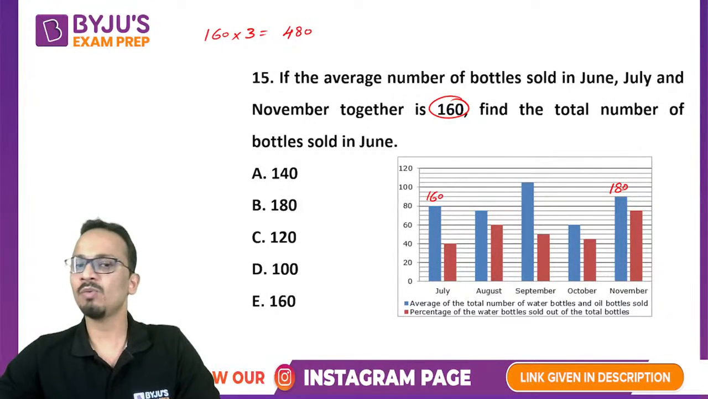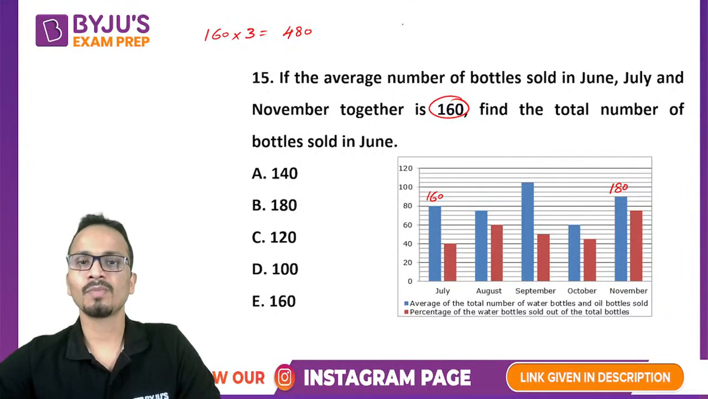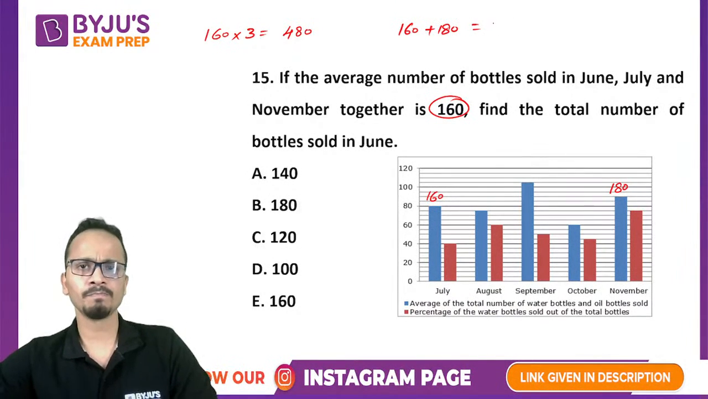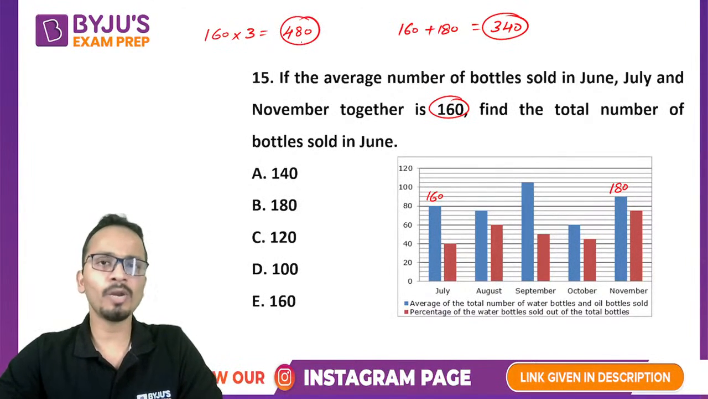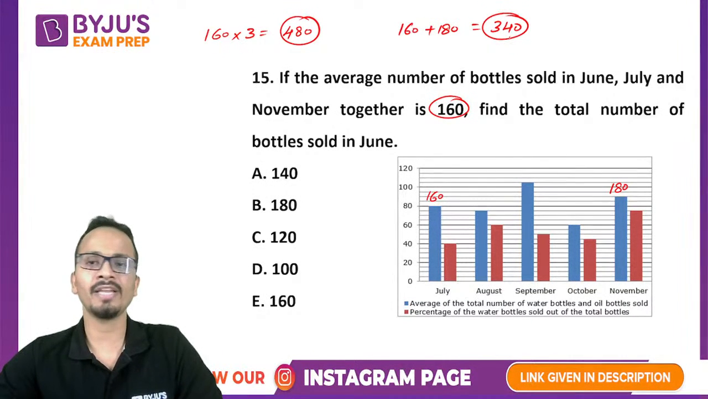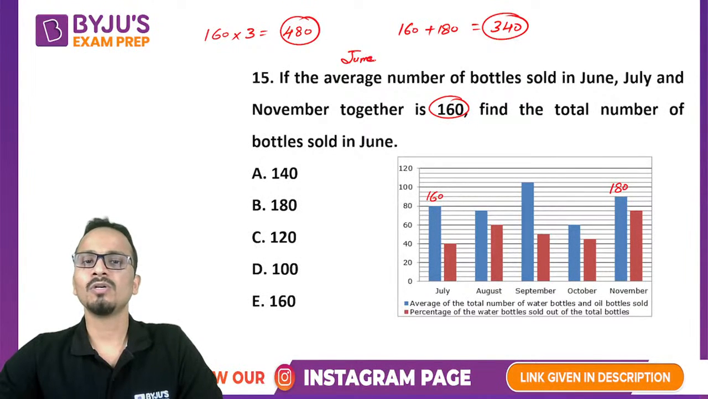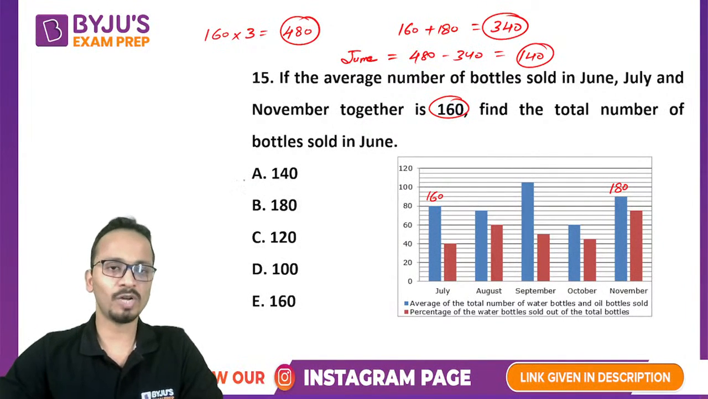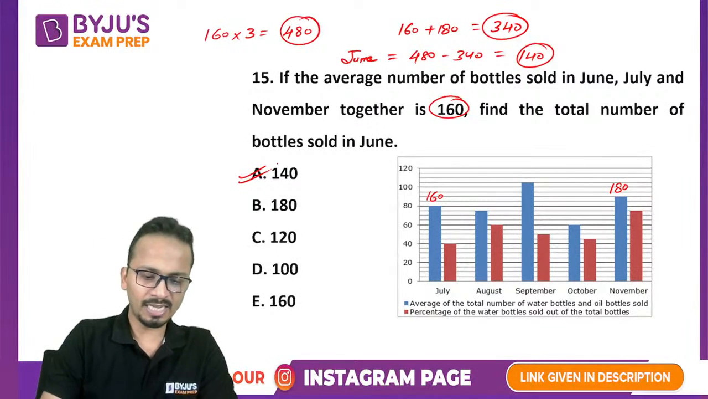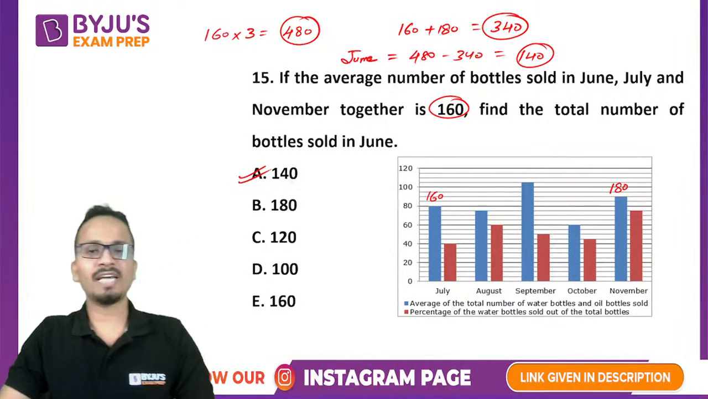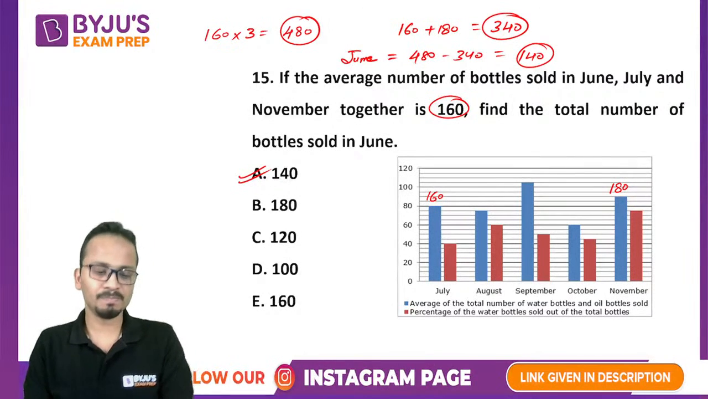So adding these two, 160 and 180, the sum of July and November is coming out to be 340. The sum of the 3 months is 480. The sum of two of the months, July and November, is 340. So the value for June will become 480 minus 340, that is 140. Okay. So 140, that is option A, is the correct answer. And yes, a lot of you have given this as the answer. Okay, lovely.